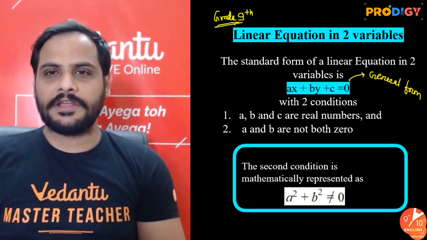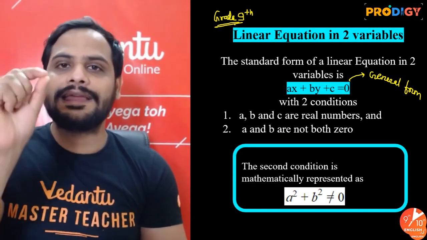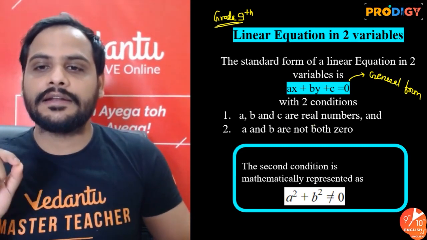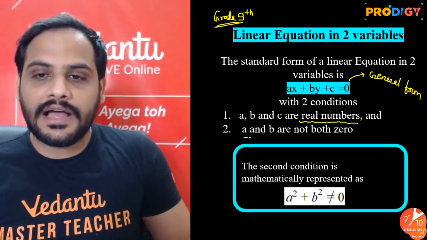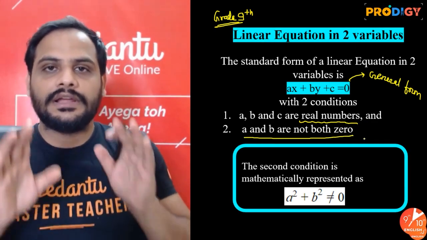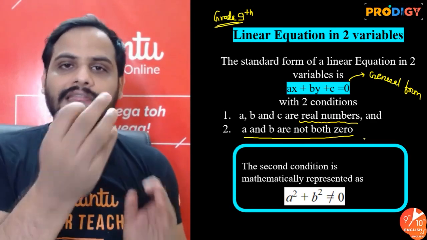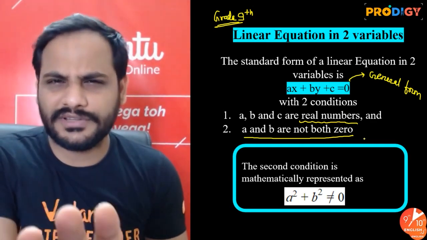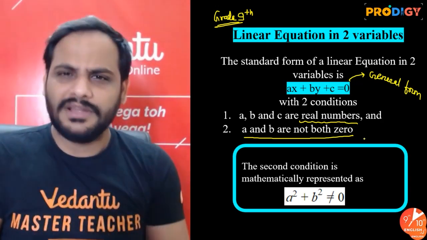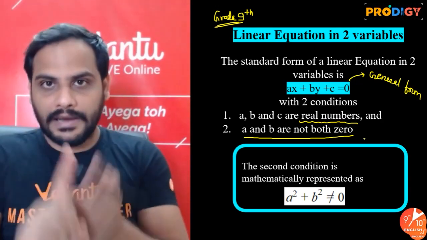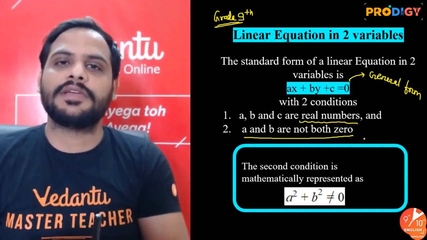A linear equation in two variables, ax plus by plus c equal to 0, is the standard form where a, b and c are real numbers and a and b are both not 0. They both together are not 0. That means only a can be 0, no issue with it. Only b is 0, also no problem. None of them is 0, also no problem. But both a and b together should not be equal to 0.